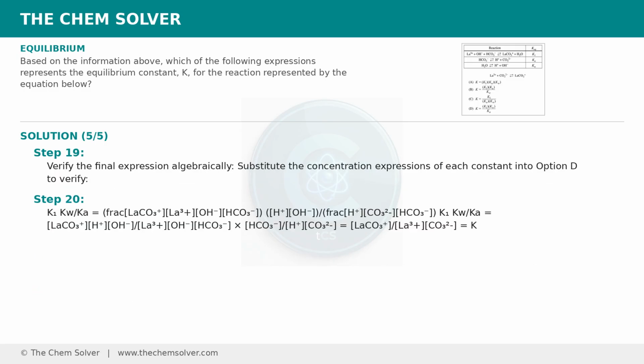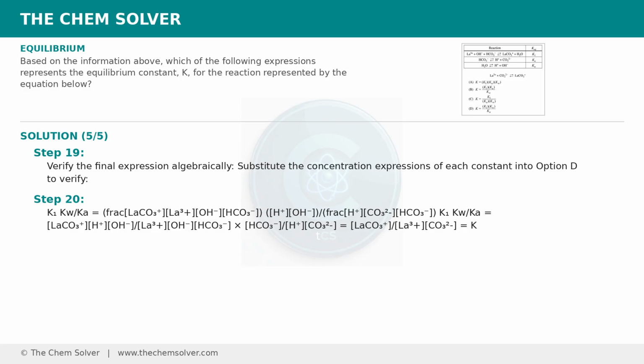Verify the final expression algebraically. Substitute the concentration expressions of each constant into option D to verify. K1 Kw over Ka equals [LaCO3^+] over [La^3+][OH^-][HCO3^-] times [H^+][OH^-] over [H^+][CO3^2-] over [HCO3^-].